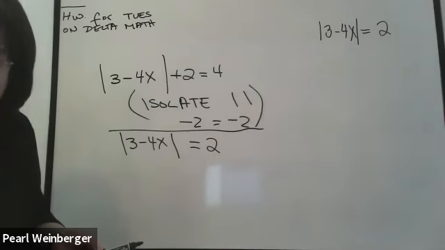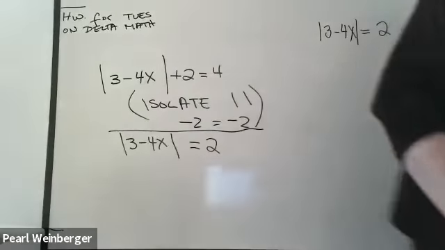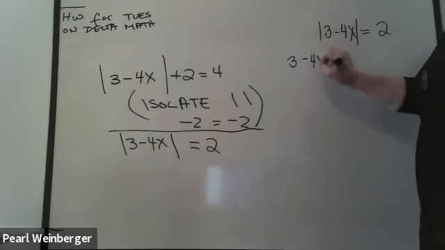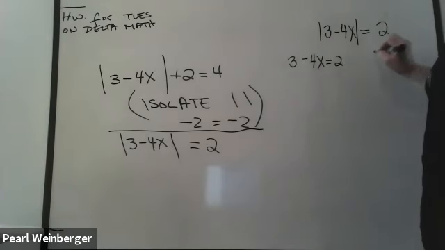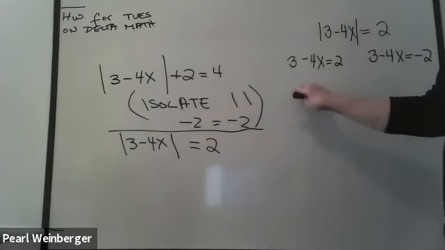Should we start to do it together now? Am I going to get two equations here? Yes, I certainly am, because this is a positive number. My two equations are 3 minus 4x equals 2, and my second equation will be 3 minus 4x equals negative 2. Now these are two regular equations that have to be solved, and each one will give me an answer.